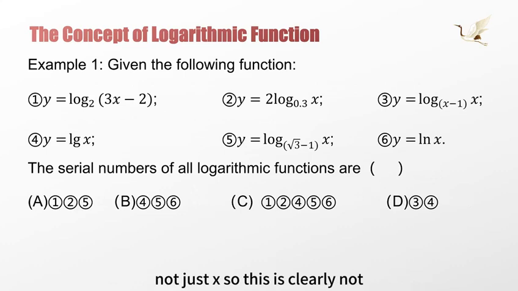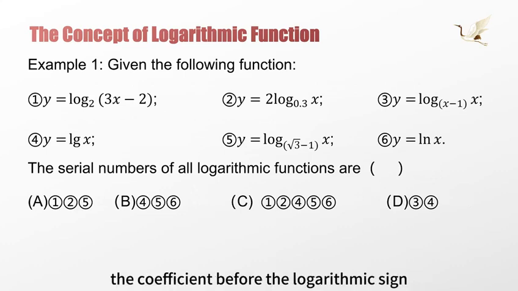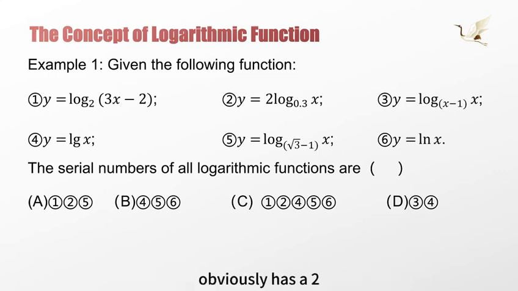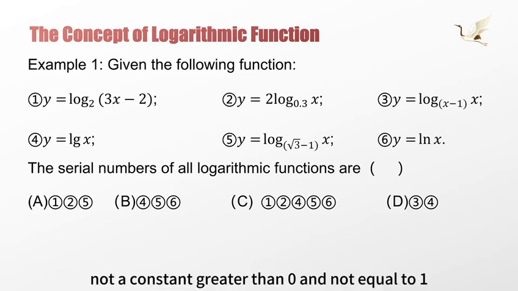So this is clearly not. What about the second one? The coefficient before the logarithmic sign obviously is 2, so of course it is not. What about the third one? The base of the logarithm is not a constant greater than 0 and not equal to 1, but a variable.